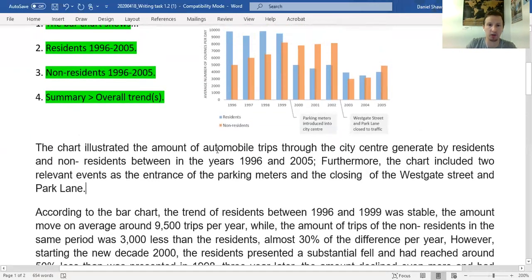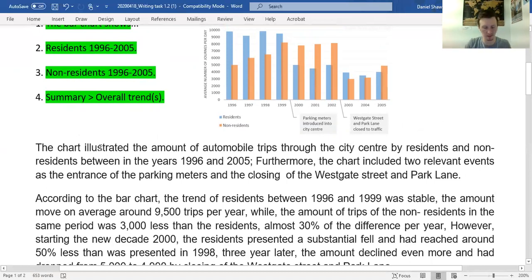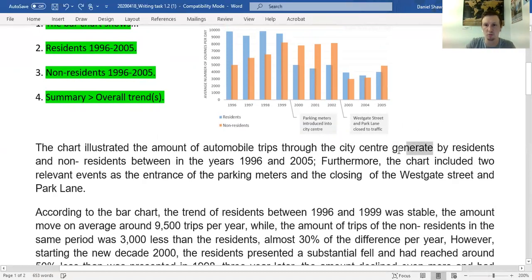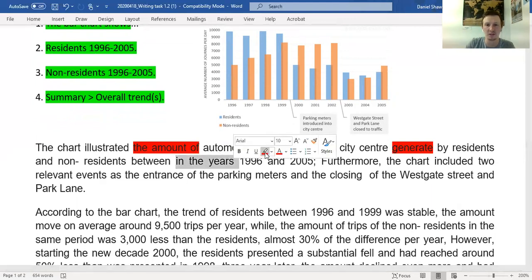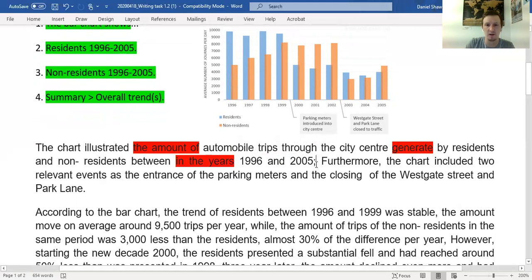So the chart illustrated the amount of automobile trips through the city center, okay, by residents and non-residents. So again, what I will do here is I'll just put these words in red that we can take out, and then afterwards we will delete them. So illustrated the amount of automobile trips. Could we just say automobile trips instead of the amount of? So automobile trips to the city center by residents and non-residents between in the years. So again, we don't need in the years, we can just say 1996 and 2005.